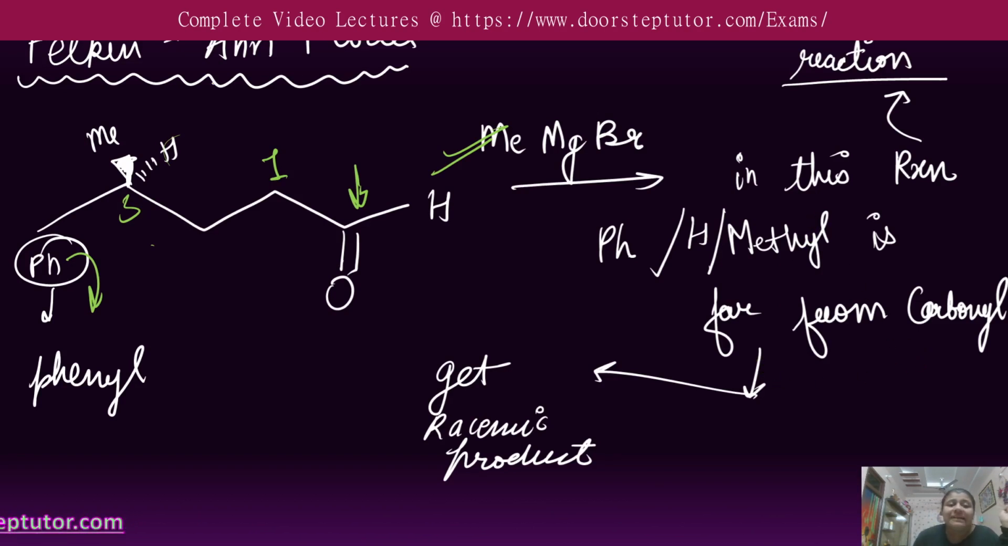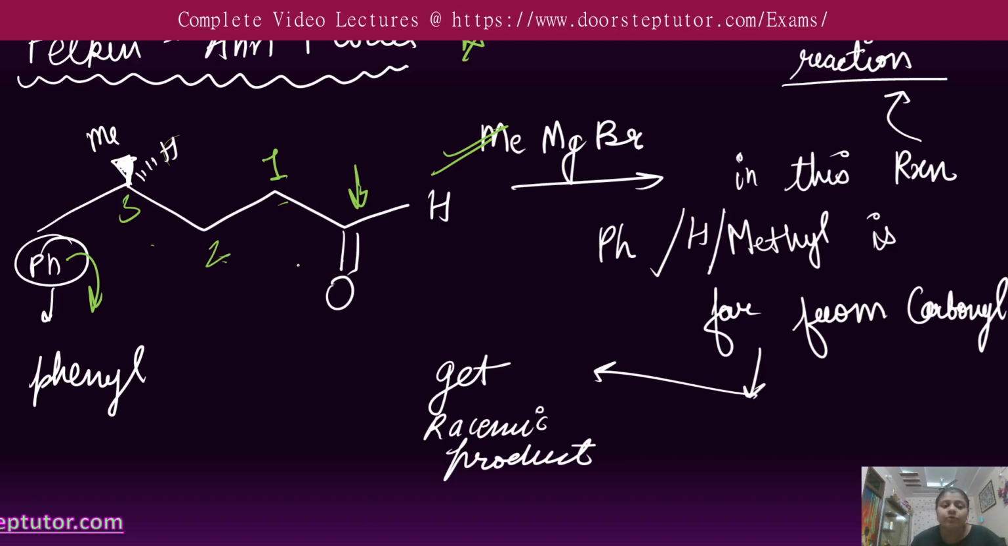The Felkin model is a very important model in organic chemistry. What you have to do is start numbering. This is the carbonyl group, and this is the first, second and third. So the third carbon after the carbonyl group is there.